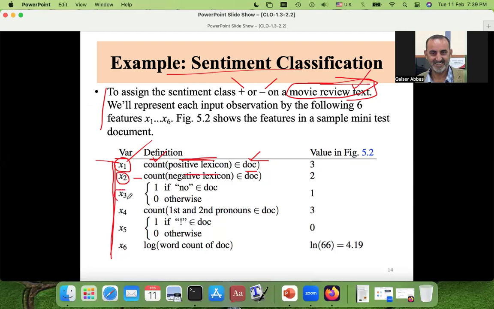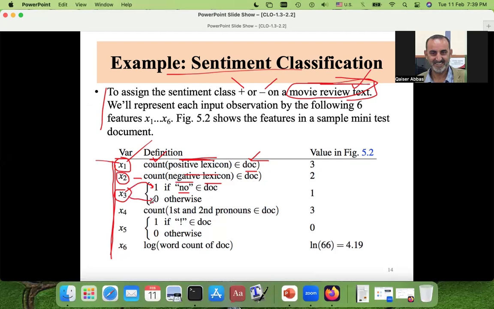And then x3 is what? We will see if the word "no" is available in that review text or document, then we will make the value of this variable or feature 1. If we do not find the word "no" in it, then we will make the value 0.